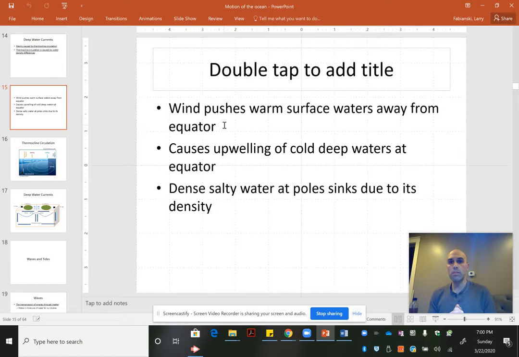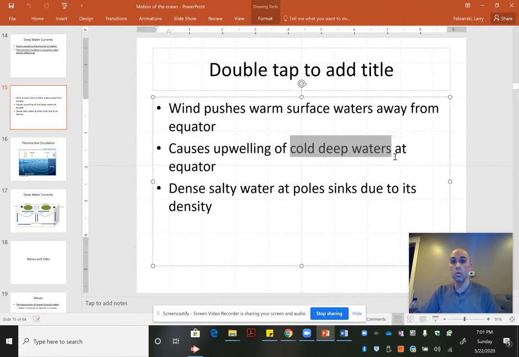Okay, so wind pushes warm surface waters away from the equator. Okay, so we talked about those surface currents. So now we have the water moving away from the equator towards the poles. This causes an upwelling of deep, cold water at the equator. So it's pushing the warm water away. The cooler water is replacing it, moving up.